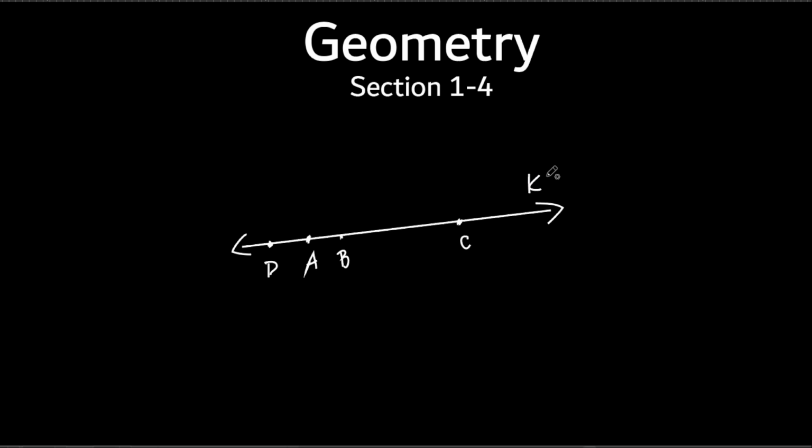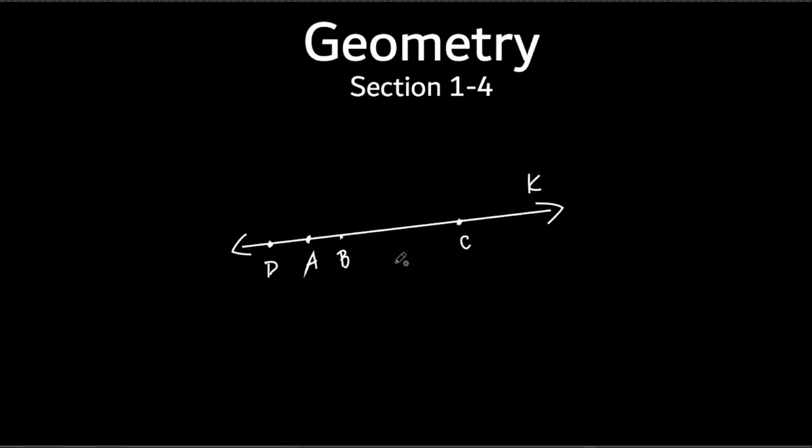So first of all, just as a little review, okay, we've done this before. This is a line, all right? So what's the easiest way to name this line right here? Line K, yeah. We could just say line K. That would be a super easy way to name this line. There's a bunch of other ways we could name this line too, aren't there?